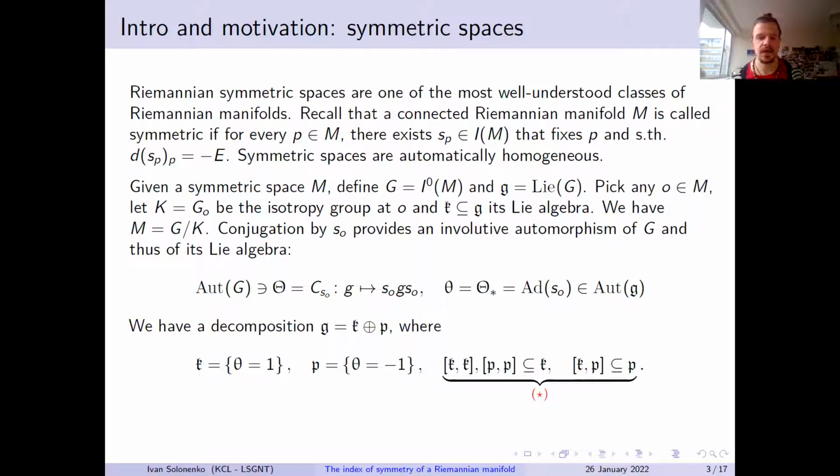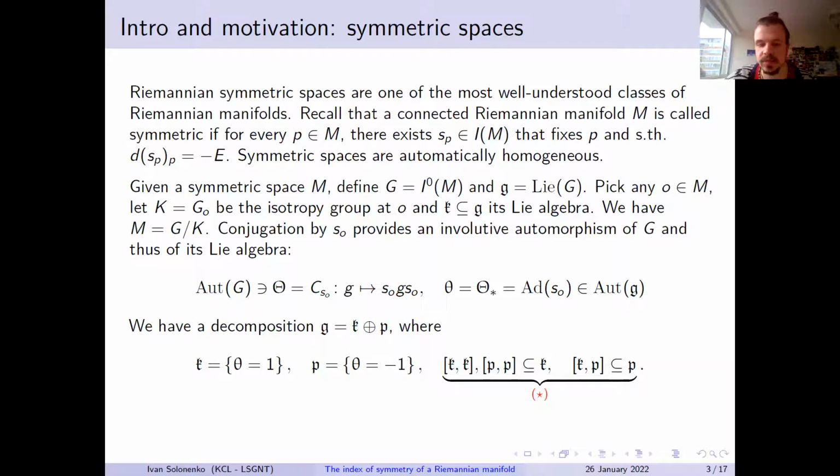Okay, so what's going to be important for us is the so-called Cartan decomposition of the Lie algebra, G = K plus P, where K is the subspace of vectors where theta is just 1, and P is the subspace of vectors where theta is -1. Because theta is involutive, its eigenvalues are just 1 and -1, and G is the sum of these two eigenspaces corresponding to 1 and -1.